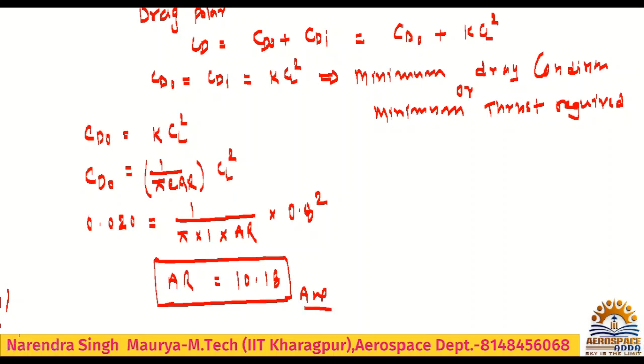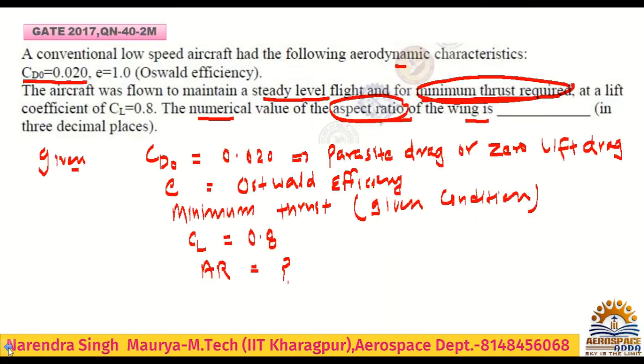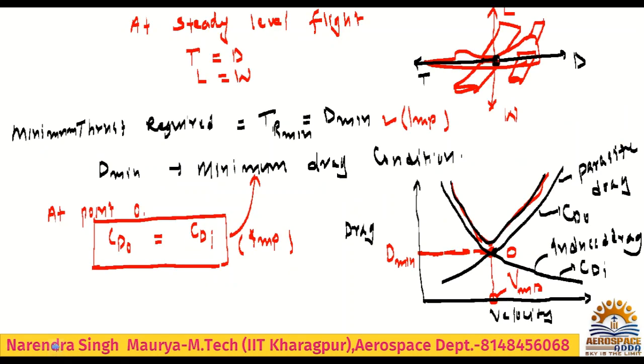This is a fill in the blank problem. There is no unit for the aspect ratio. So we'll write here 10.18. Up to 3 decimals is mentioned, so I'm getting 10.185. Done, no unit. I hope you understood this problem. If any doubt comes to your mind, write a comment, I will reply. Okay, done.